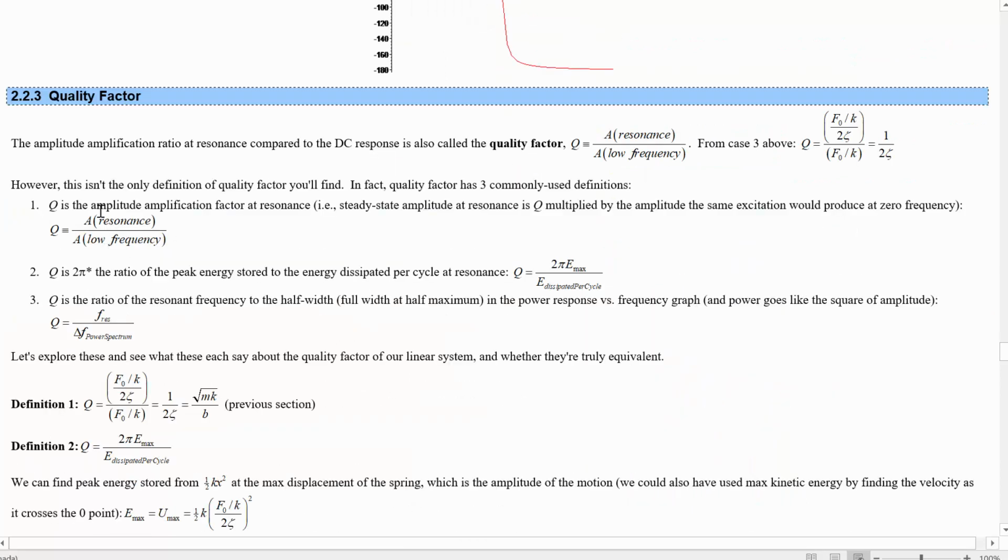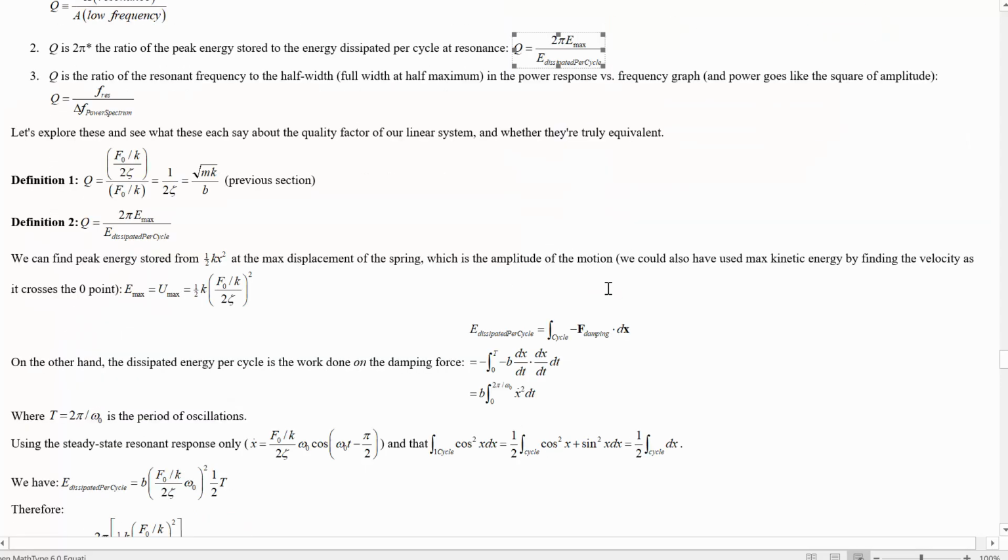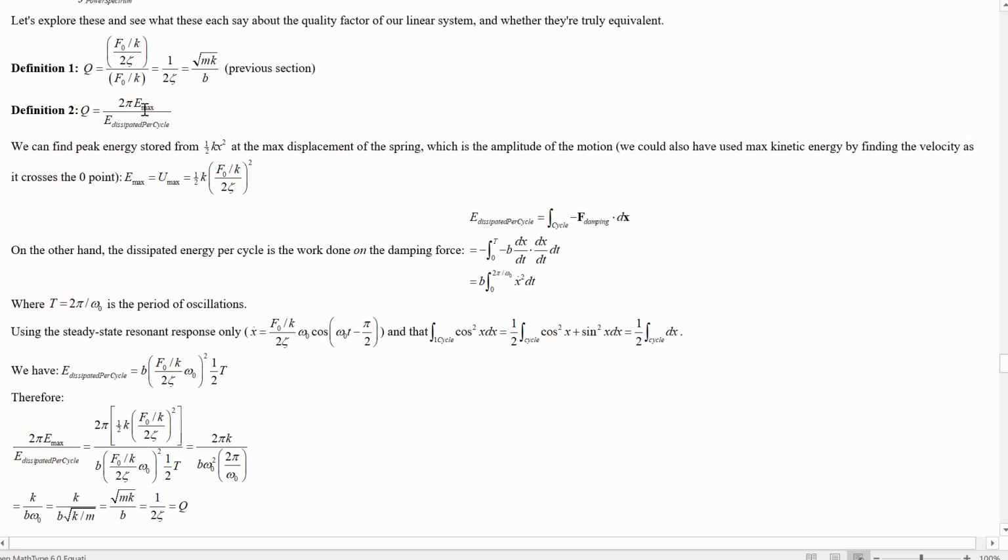So this is one definition of quality factor, the amplitude at resonance over the amplitude at low frequency. But it turns out there are some other definitions which end up being equivalent. You can also define quality factor as 2 pi times the peak energy stored, the maximum energy that's stored in this resonator system, divided by the energy dissipated per cycle. Can we prove that? Well, the maximum energy stored for this mass spring system would be half k x squared at the maximum displacement. And if we're at resonance, then it's F0 over k, which is the low frequency, times 1 over 2 zeta, all squared. So here's the peak energy stored.